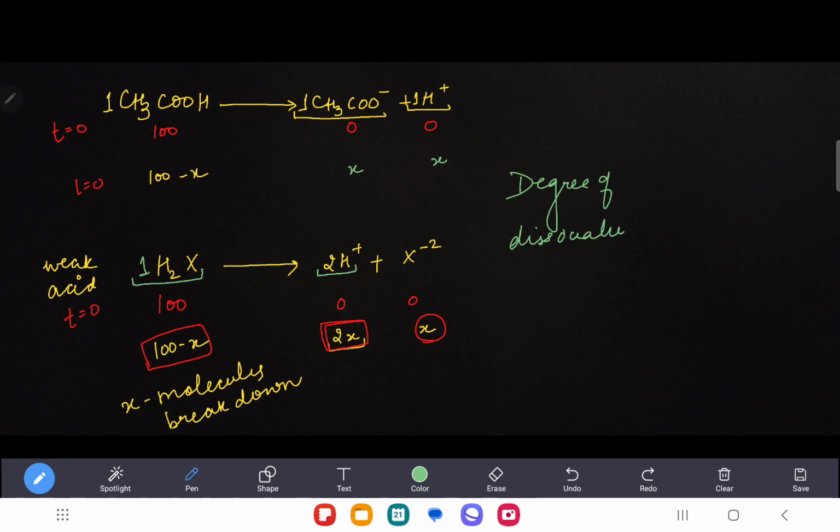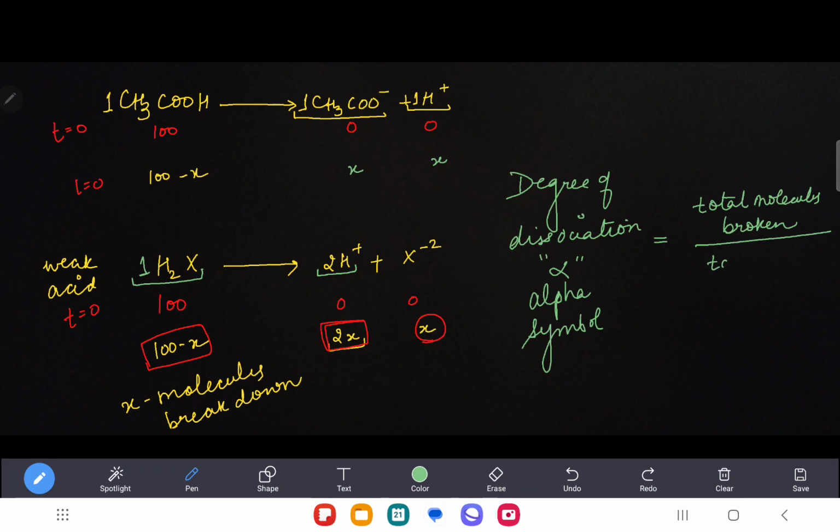Degree of dissociation is denoted with the symbol alpha. It basically means the total molecules broken over the total molecules taken initially. So in this example, how many molecules have we taken? We have taken initially 100 molecules. And let's suppose two molecules break. So 2 out of 100 is going to be my degree of dissociation.